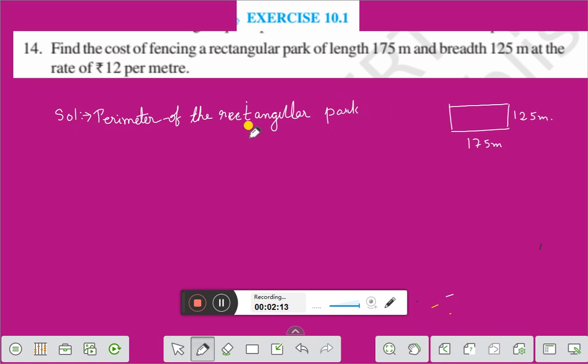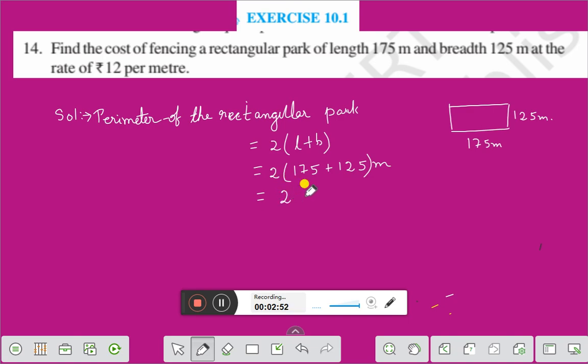We know that the perimeter of the rectangular park is equal to 2 into L plus B. First of all, we have to find the perimeter of the rectangular park. The formula for perimeter is 2 into L plus B. Therefore, we are getting 2 into the length, which is 175 meter, plus the breadth, that is 125.